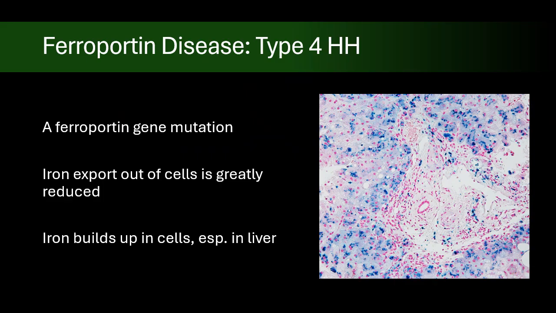Type 4 hemochromatosis is slightly different. Type 4 is a mutation on the gene that codes for ferroportin. And while the types we've seen so far affect the body in that too much iron is allowed to be in the bloodstream, type 4 affects the body in that too much iron is kept in storage. Without ferroportin, iron export out of your cells is greatly reduced, and iron will start to build up in the cells of the body, especially in the liver where most of it's stored.